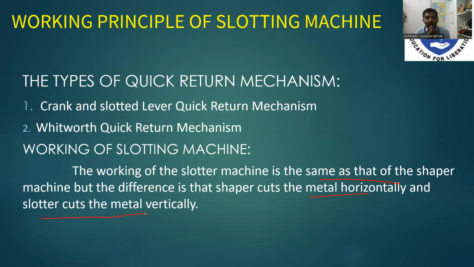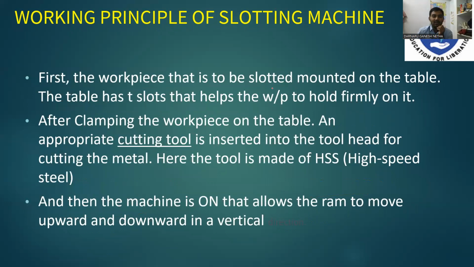The working of a slotting machine is the same as the shaper machine. The only difference is the movement of the tool. In the shaper, the movement is forward and backward, that means to and fro, whereas in the slotting machine, the tool moves upward and downward in the vertical direction. So first, the workpiece is mounted on the table.